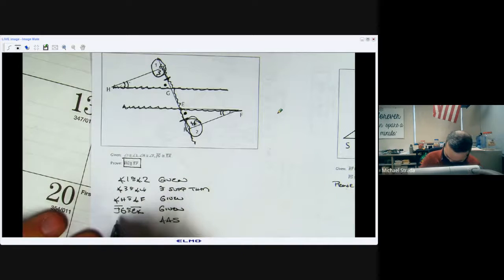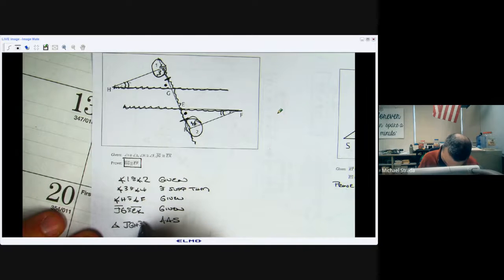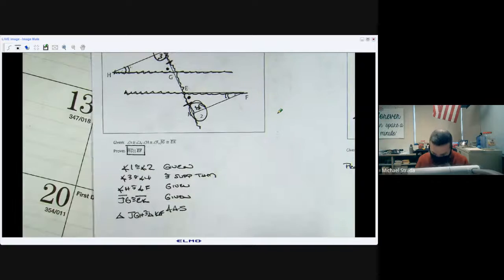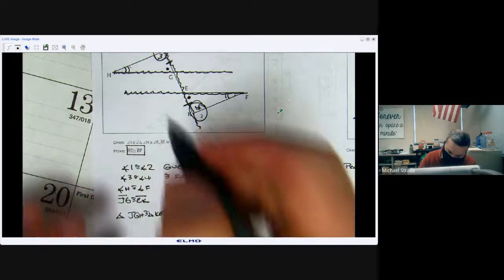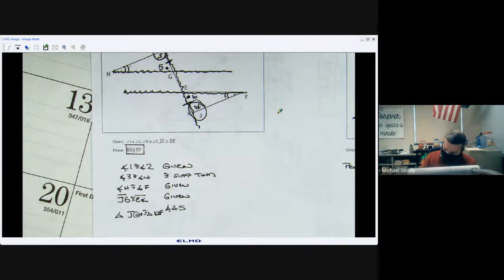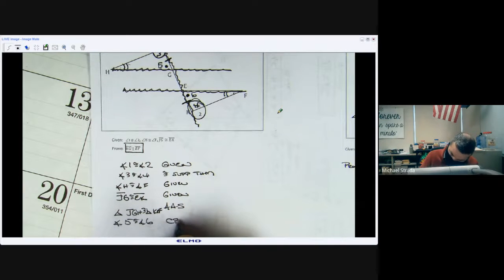Make sure your order is correct. Triangle JGH congruent to triangle KEF. Angle side. All right. Now this is when our initial thoughts kick in. Call that 5, call that 6. They're the remaining angles in the triangle. So angle 5 is congruent to angle 6. CPCTC.